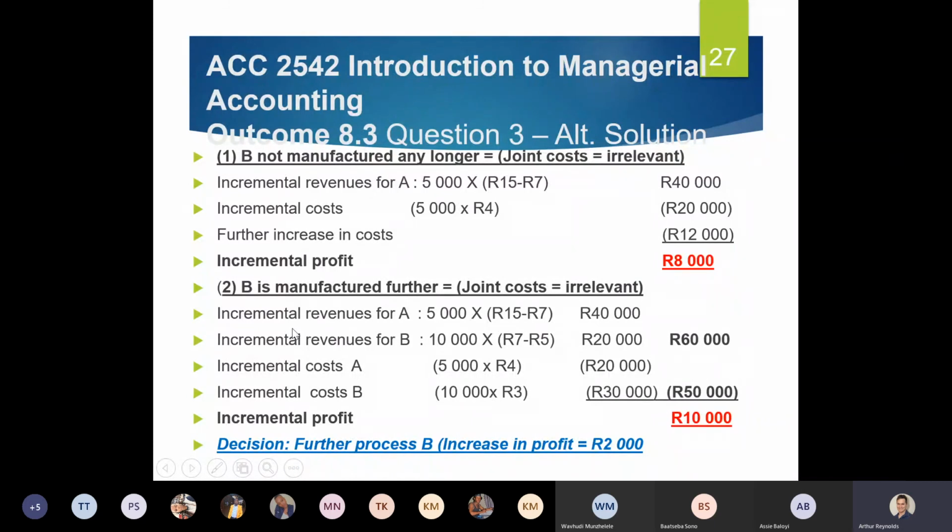If B is manufactured further, we get incremental revenue for A, which is the 40, the same as above. And then we also get the 20,000 Rand for B, which is the extra 2 Rand. And then the incremental cost for A is 20 and for B is 30. You don't have the 12 because you're not manufacturing B or selling B. So it gives you 10,000. So you can see it's still 2,000 Rand difference. So these are the two ways to do it. Questions?